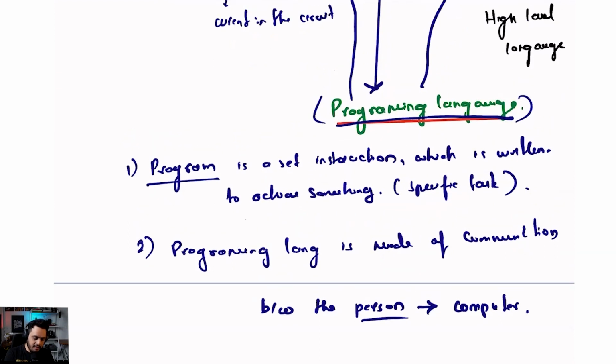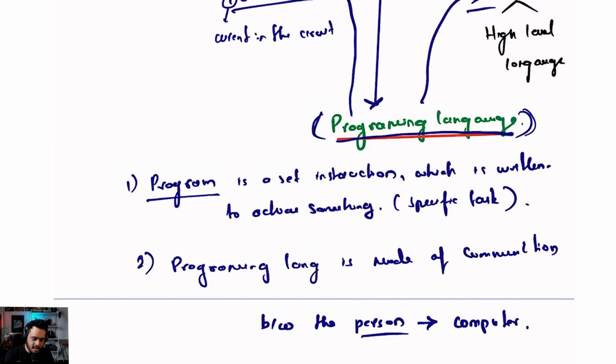Now can we write the programming language in ones and zeros? Can I write the programming language in ones and zeros? No. How do we write the programming language? What do we need to use? To write the programming language, are we not simply using high level languages? Yes or no? To write a programming language, we are using high level language.